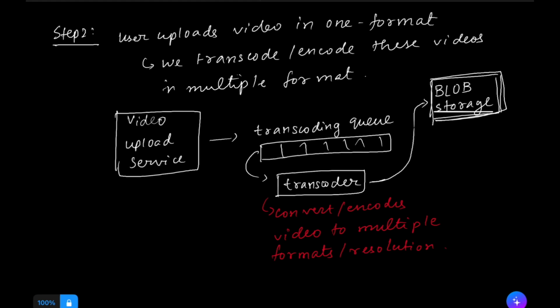So once the transcoder converts or encodes this video into multiple formats or resolutions, it is stored in blob storage, and blob storage in turn sends this video to a CDN, content delivery network.